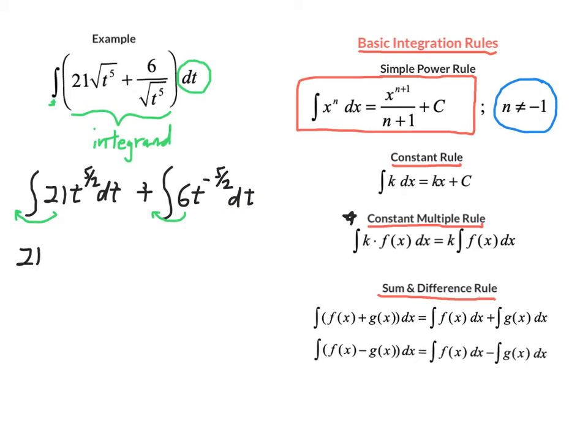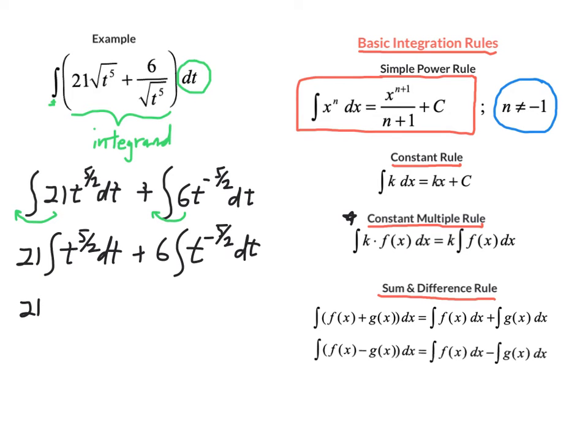So it gives me 21 times the integral of t to the 5/2 dt plus 6 times the integral of t to the negative 5/2 dt. So now we're just going to apply the simple power rule. The key here is we have rational exponents. And you just want to be careful with your arithmetic when you're dealing with rational exponents.